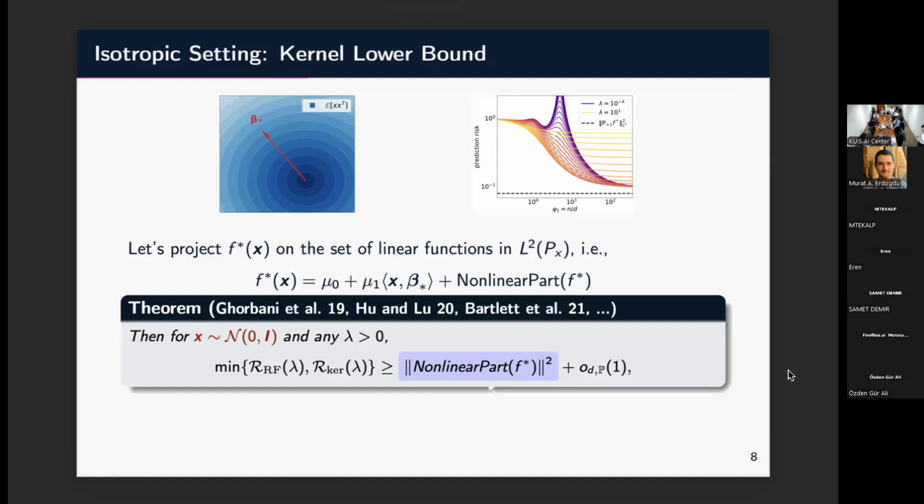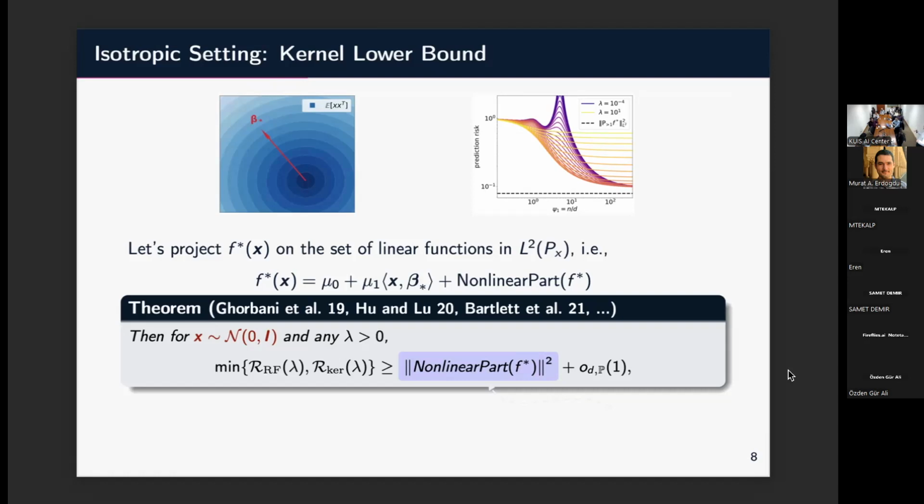Okay, this appears in many of the recent papers. It's just a lower bound on the risk of kernel methods. But what does learning mean? If I want to learn f star, learning means that the risk needs to go to 0. The prediction risk needs to go to 0.